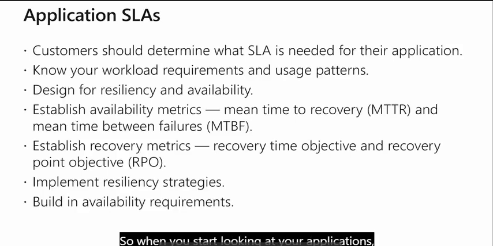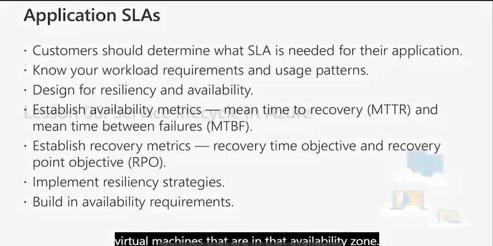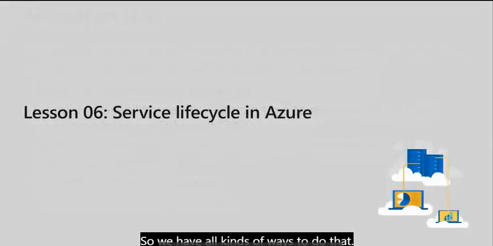So when you start looking at your applications, you have to look at a lot of factors. For example, we had the App Services and the SQL database. Well, is there a way we can choose another service that has a higher SLA than App Services to do the same thing? These are questions you ask when you start architecting solutions inside of Azure, and then you build to those availability requirements. And when you look at things like virtual machines, by simply putting things in an availability zone, you get a 4 nines guaranteed SLA for those virtual machines that are in that availability zone. So we have all kinds of ways to do that.